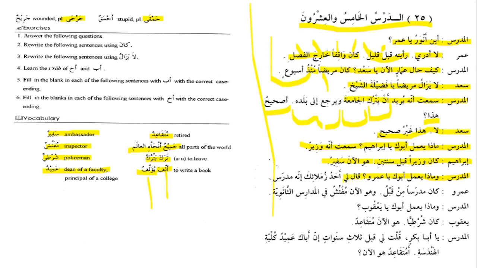He said to me, قَالَ لِي أَحَدُ زُمَلَائِكَ, one of your colleagues told me, basically. And you see you use inna with قَالَ, إِنَّهُ, one of your colleagues told me that he is mudarrisun, that is a teacher.